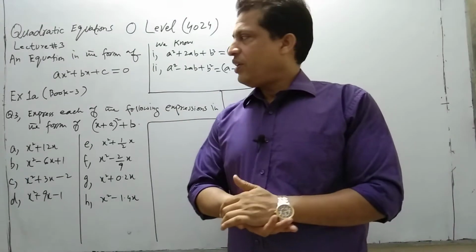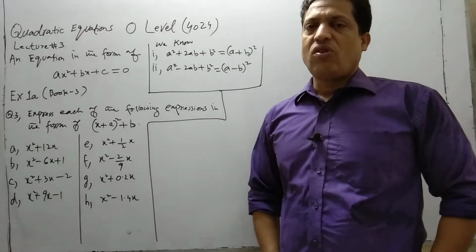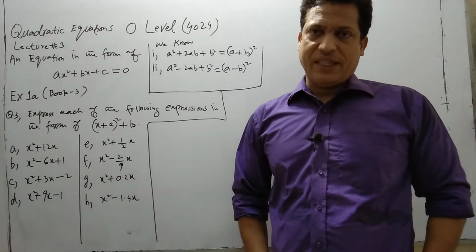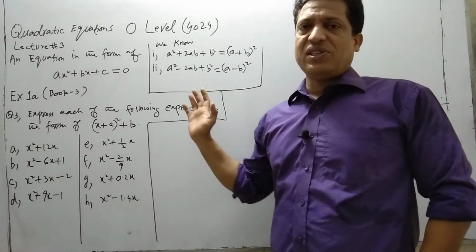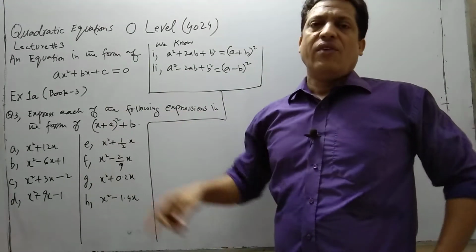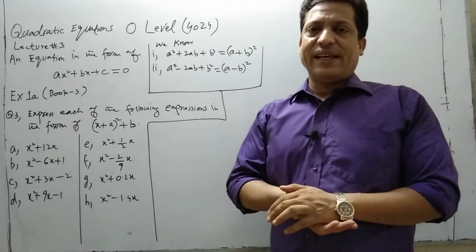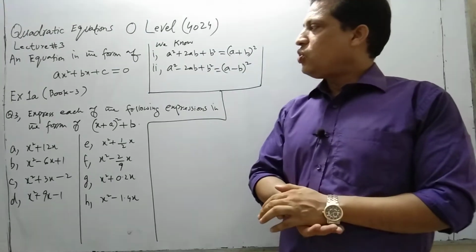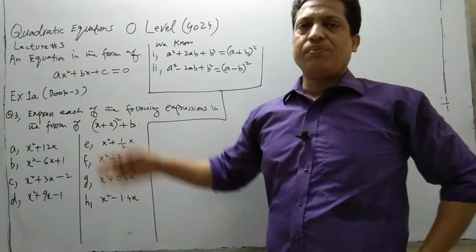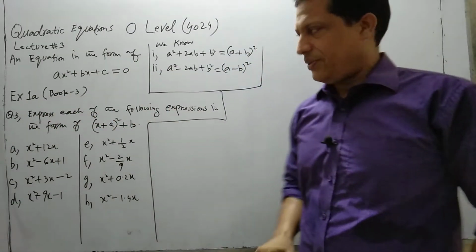Today we are going to start the next concept, which is called solving quadratic equations with the help of the completing square method. But before we start to solve quadratic equations of this type with the completing square method, first have a look at what actually a completing square is. To understand the concept of completing square, we should do question number 3 of exercise 1A, book 3, 7th edition.